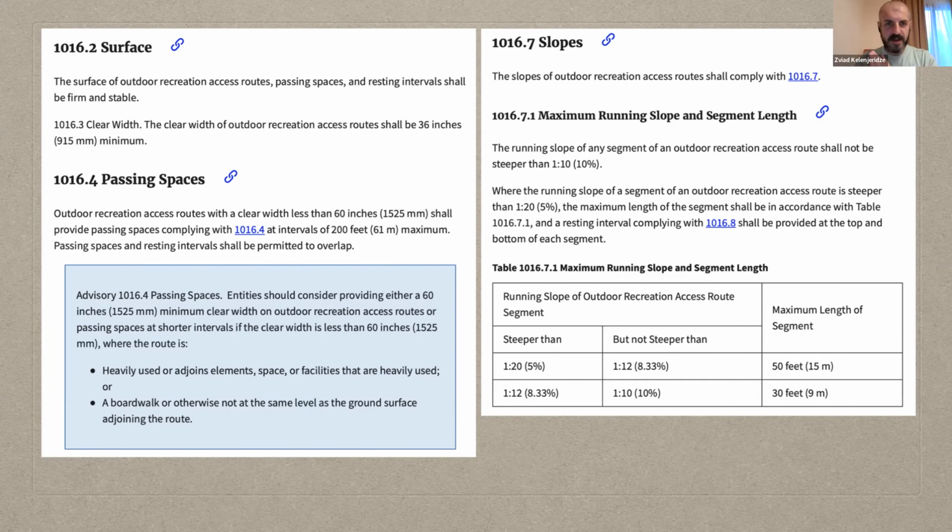So hello. My question is about the grades. You mentioned this shouldn't be steeper than 5%, and the length should be 15 meters. So after 15 meters, the grade should go down, right? Yes, or stay level. But for how many meters?